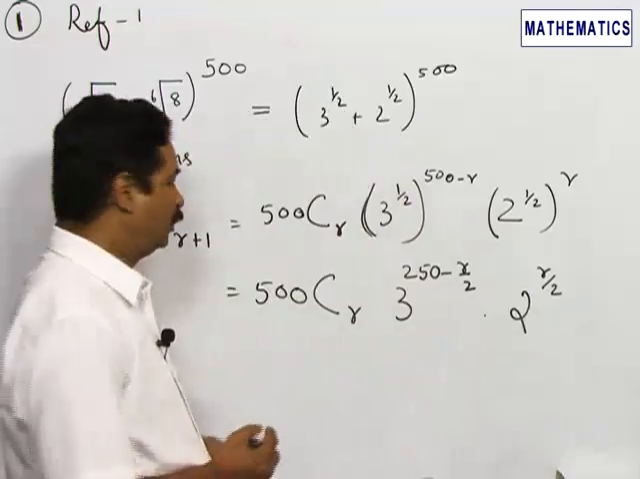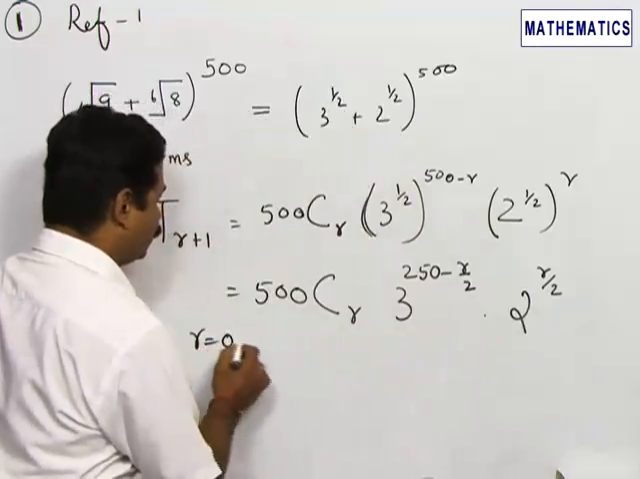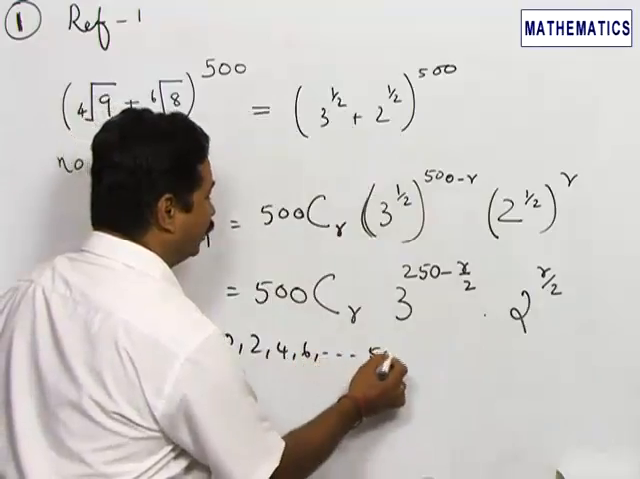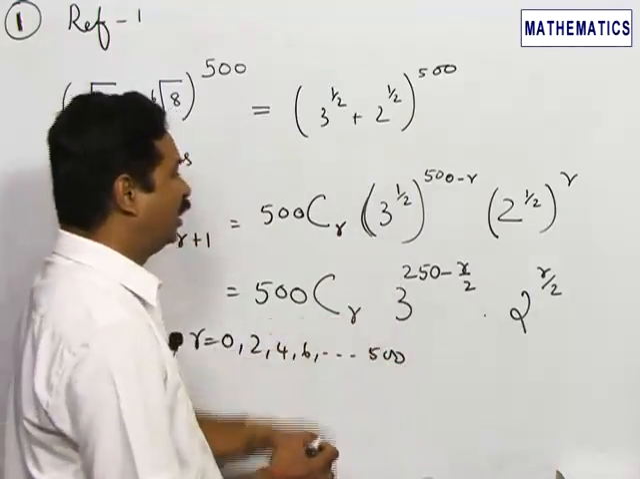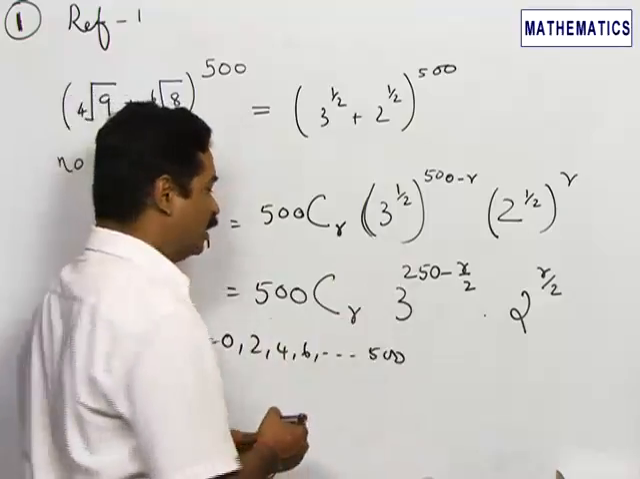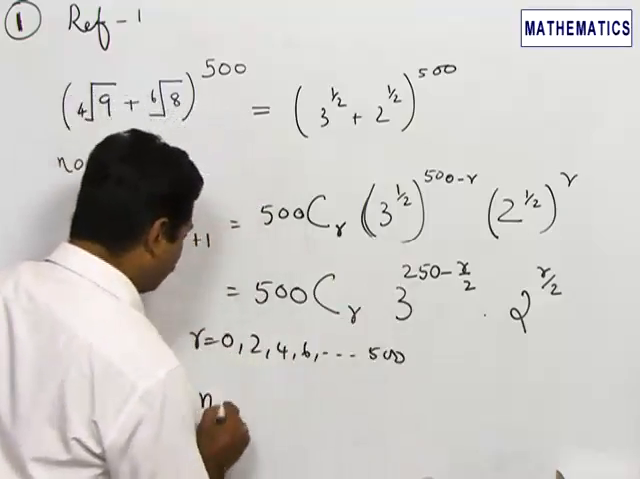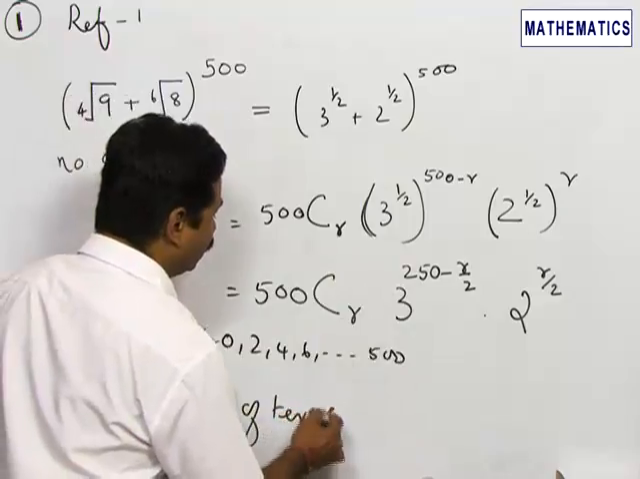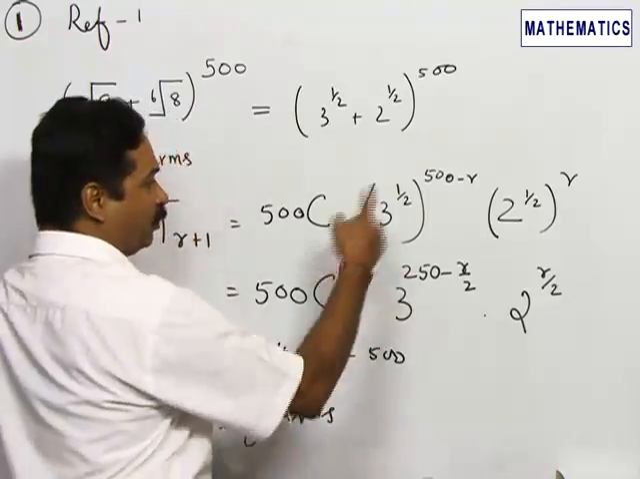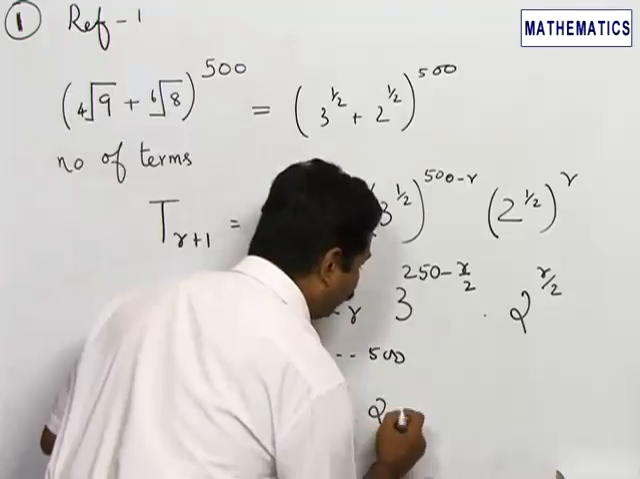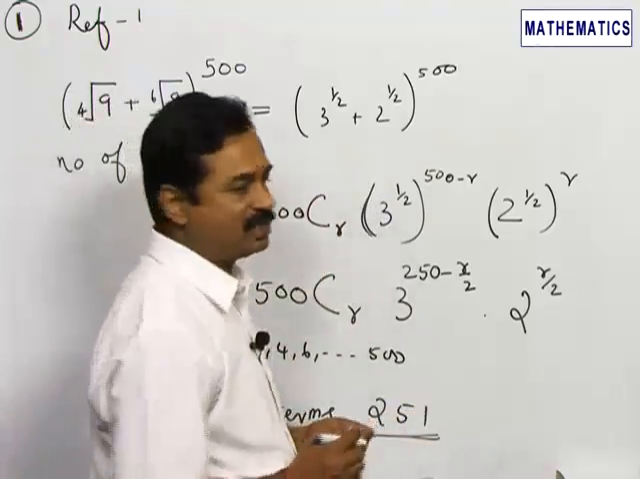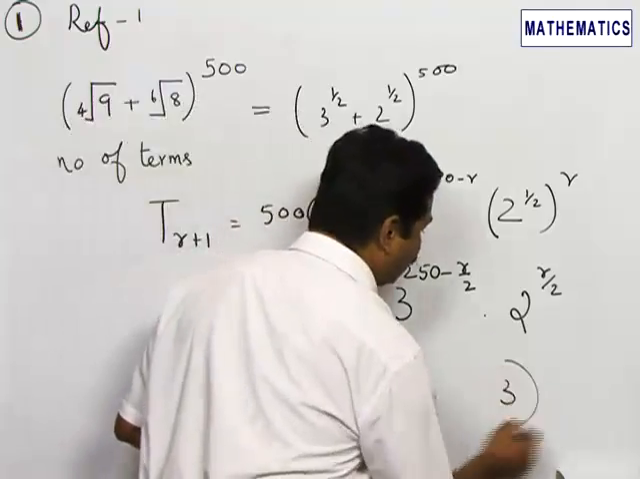For R equal to 0, 2, 4, 6 up to 500, the powers of 3 and 2 are going to be integers. Therefore, the number of terms on this expansion, we know it is n plus 1 terms, that is 250 plus 1, so 251 terms are there on expanding this. Therefore, out of the given 4 choices, the correct choice is 3.